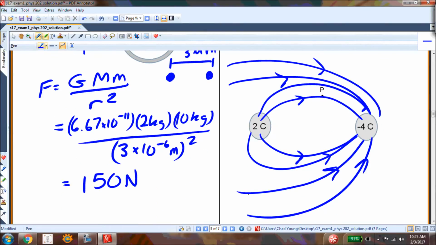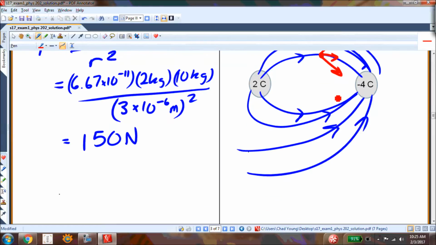Alright, now I also want you to show the direction of the electric force. So if I imagine this point P, I have an electric force towards that 4 coulomb charge, a smaller force away from the 2 coulomb charge, so the net force is in the same direction as the electric field vector.